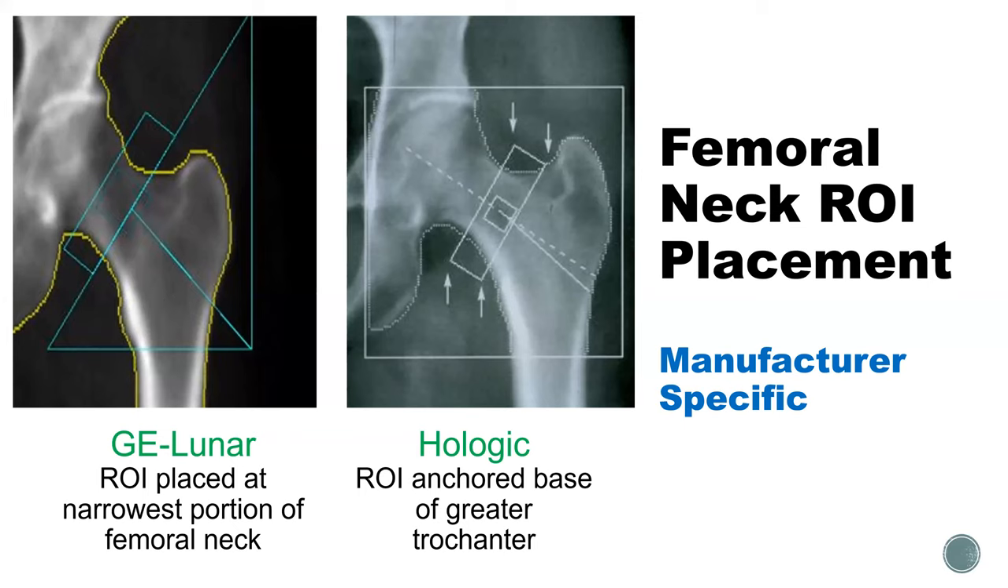Your technologist, radiographer should adjust it correctly, but just in case they don't or they're not experienced, just have a quick look. And if you have a Lunar scan, this box should be placed at the narrowest part of the femoral neck, and it shouldn't go over and hit anywhere else. It should be just there. For the Hologic, it's anchored at the base of the greater trochanter, but again, make sure that it doesn't hit into the greater trochanter or accidentally move so that you get bits of the box in other parts of the bone. This is just to make sure that you are at the correct spot so that you have a correct measurement.